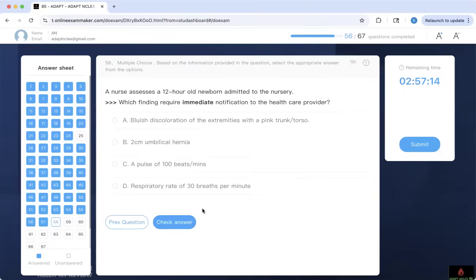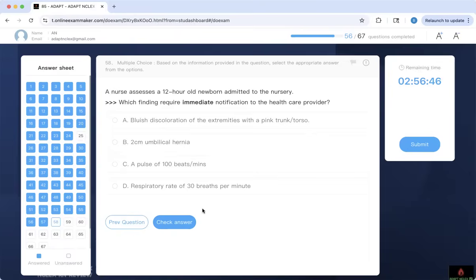Then assess a 12-hour newborn admitted to the nursery. Which finding requires immediate notification to the healthcare provider? Which one is abnormal? Bluish discoloration of extremities, acrocyanosis; a 2 centimeter umbilical hernia; a pulse of 100 beats per minute. What is the baby's heart rate at 12 hours? What do you expect? This is classic.